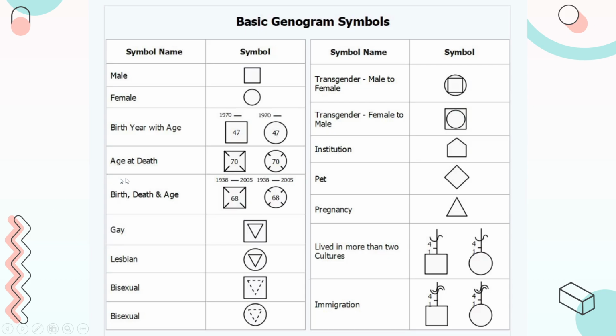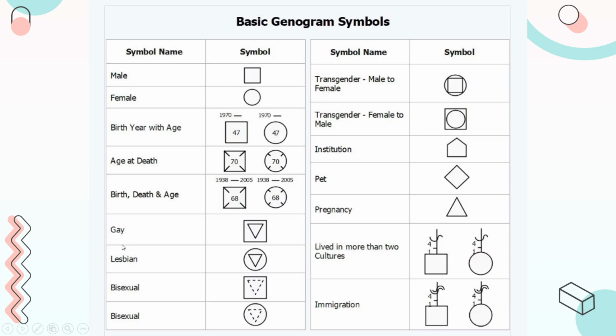So when you're writing the age, here you can write at what age the client or the person has died. Say, for example, if you're drawing the genogram and the grandparents died at the age of 80, you write it like that. Okay, so that's how it is. So birth, death, and age, you are including it.